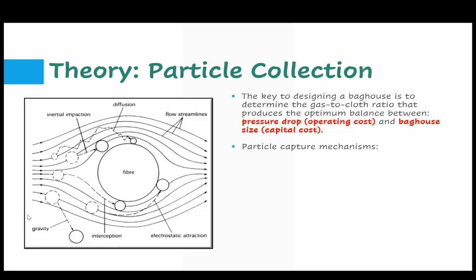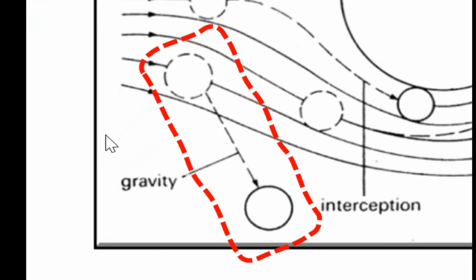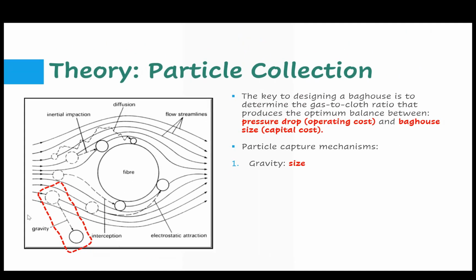For the mechanism of capturing particles in filters and baghouses, the largest particles will experience a gravity force, which will determine their trajectory. So the largest particles will tend to fall down before hitting the fiber or fibril.